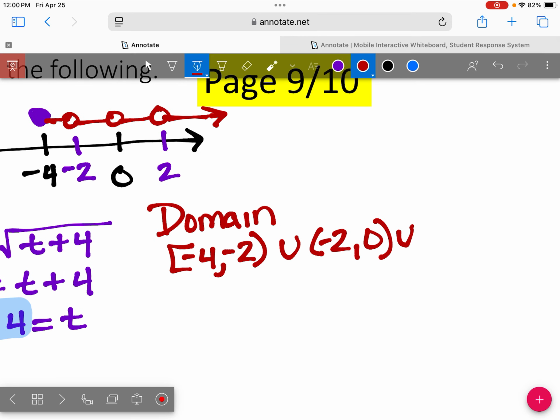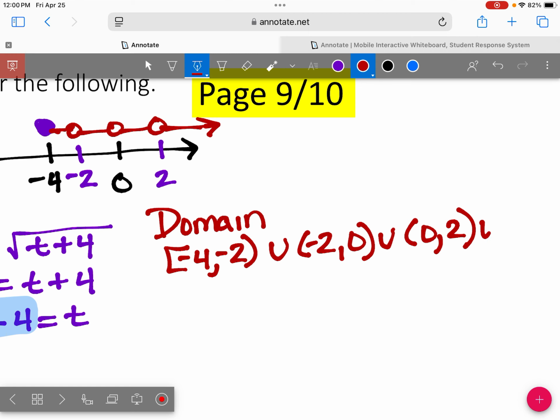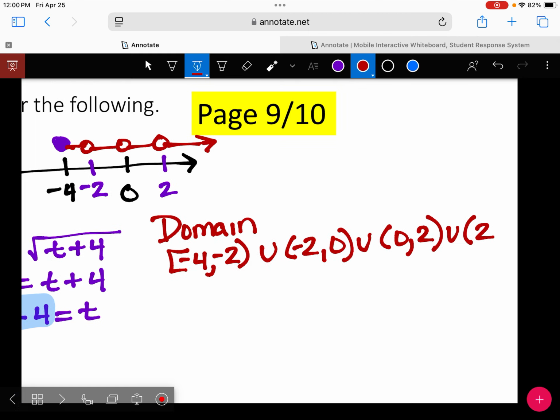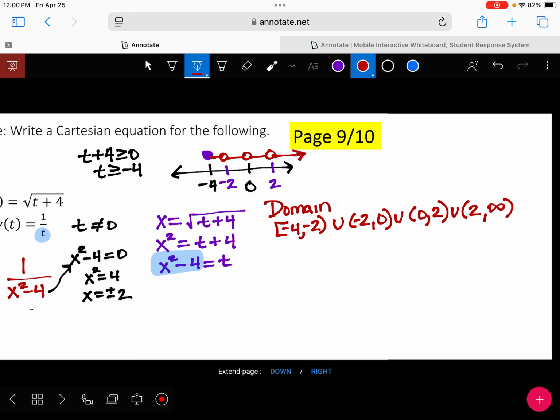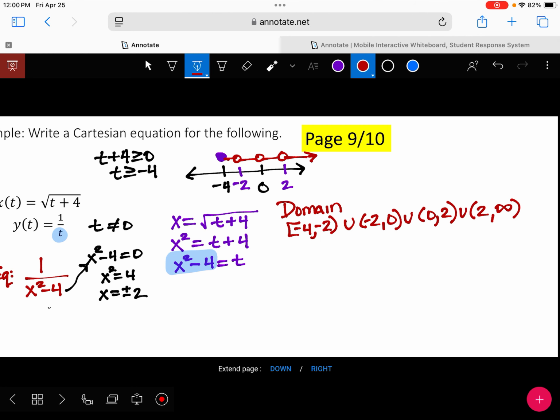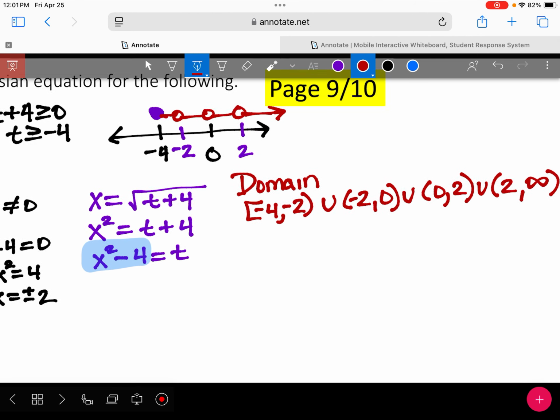Union what? 0 to 2. Still got parentheses. And then lastly, 2 to infinity. That's it. That's a spicy one. So let me go ahead and write it all together.